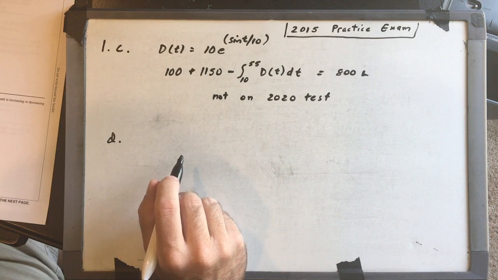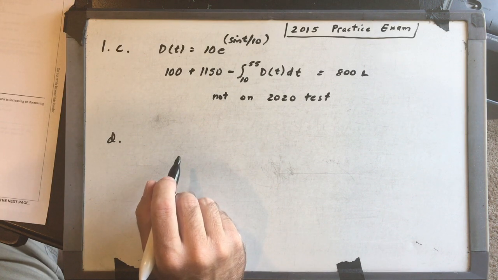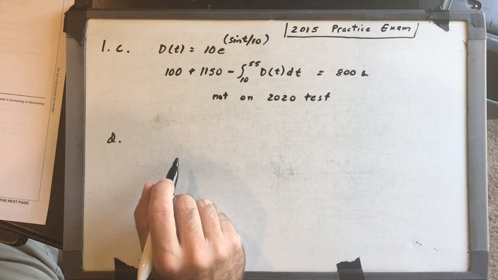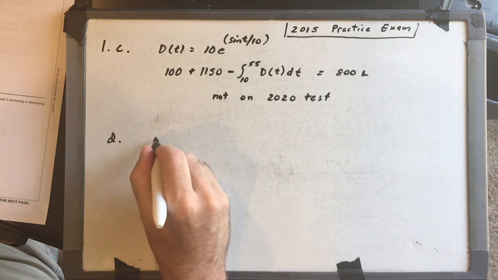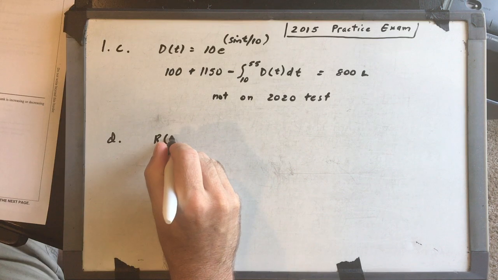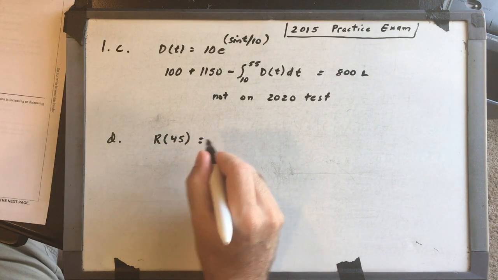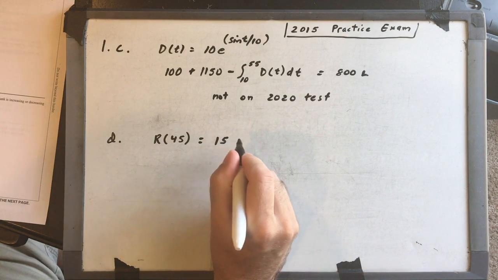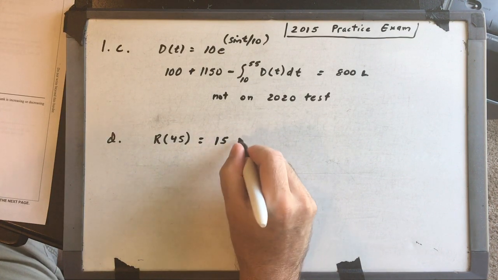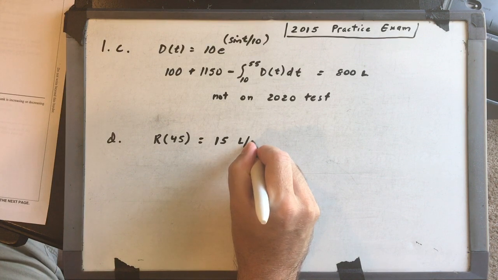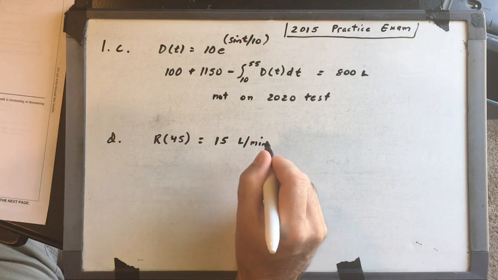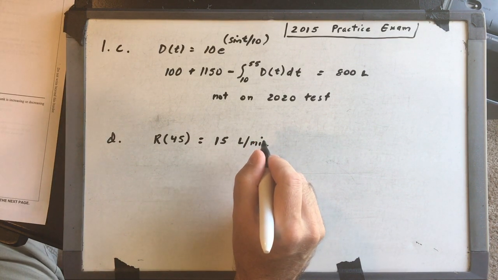It says, using functions R and D, determine whether the amount of water in the tank is increasing or decreasing at t equals 45 minutes. Okay, R at 45, you just read the graph. It looks like it's about 15. That's the rate, so that'd be liters per minute, right? About 15 liters per minute.